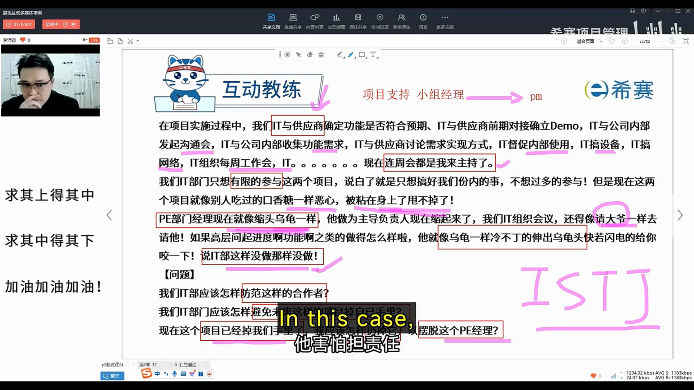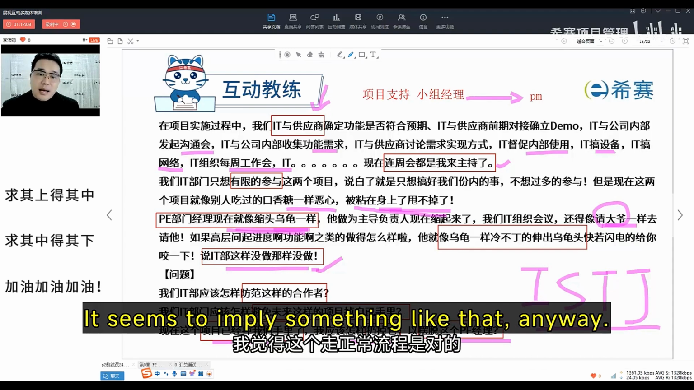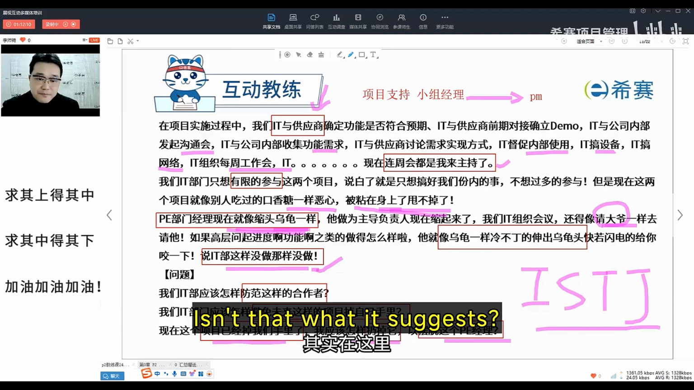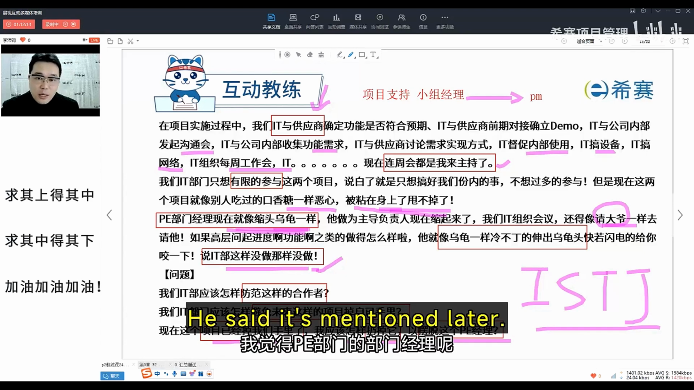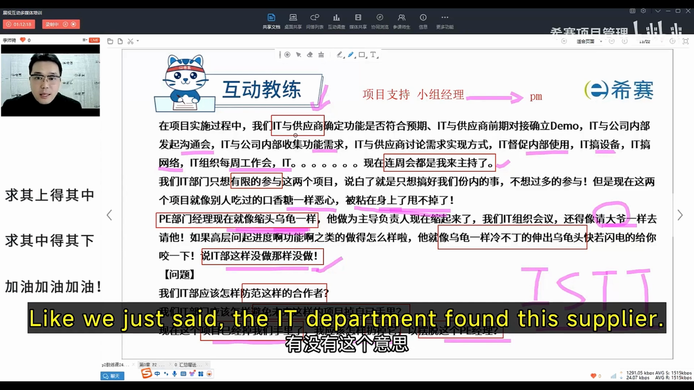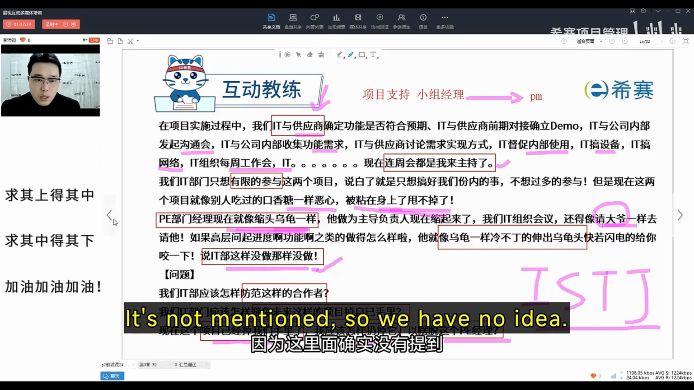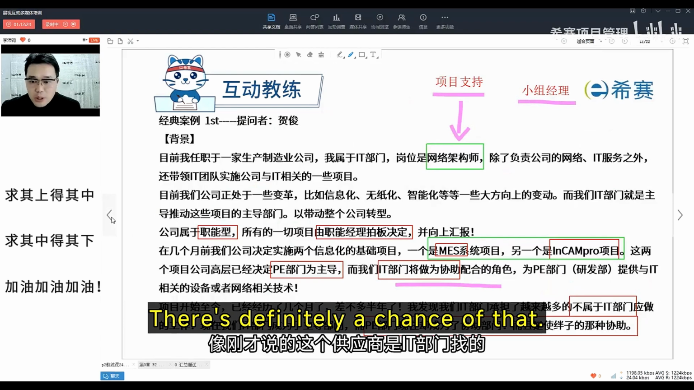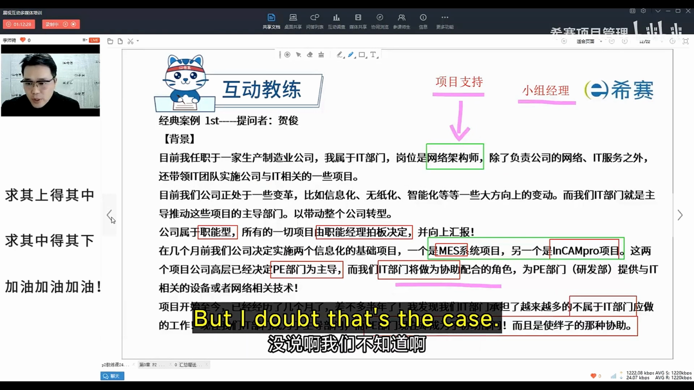In this case, I think the PE department manager should. It seems to imply something like that, anyway. Isn't that what it suggests? He said it's mentioned later, because it's not mentioned here at all. Like we just said, the IT department found the supplier. It doesn't say who found the supplier either. It's not mentioned, so we have no idea. There's definitely a chance of that. Maybe the IT department did find the supplier, but I doubt that's the case.